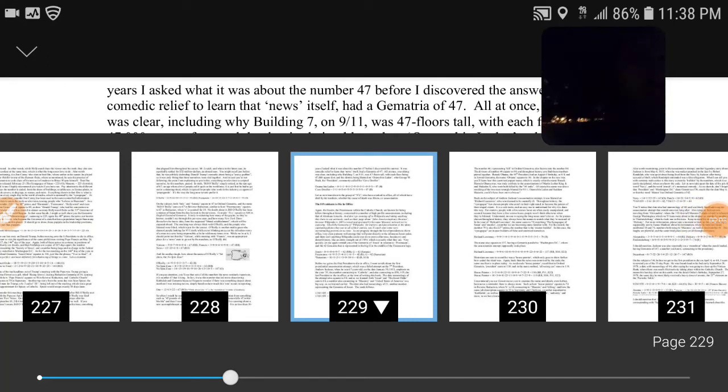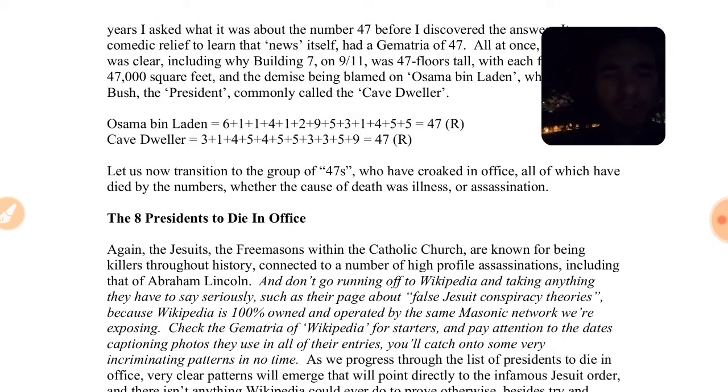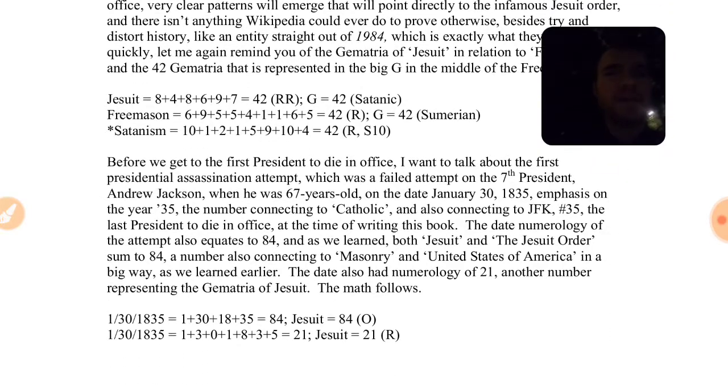We're on page 229. I'm just gonna recap real quick. I think I got two presidents. So the 8 presidents to die in office, that's what we're covering here.